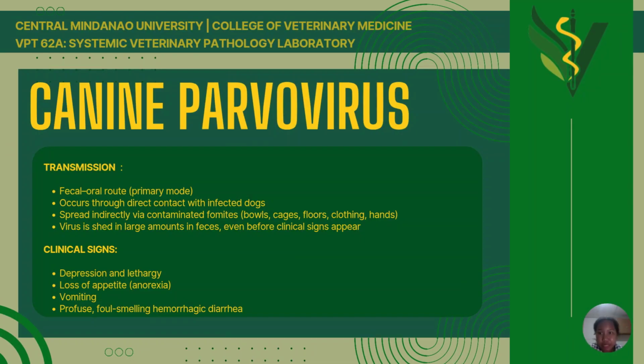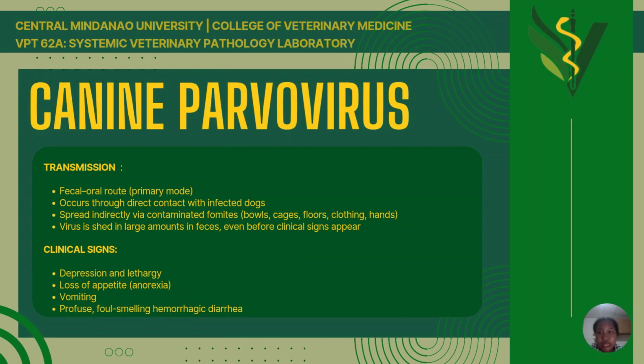A critical point is that infected dogs shed large amounts of virus in their feces before clinical signs show. This facilitates rapid and unnoticed spread within kennels, shelters, or households. The virus's environmental stability means that it can persist for months, making control and sanitation essential.